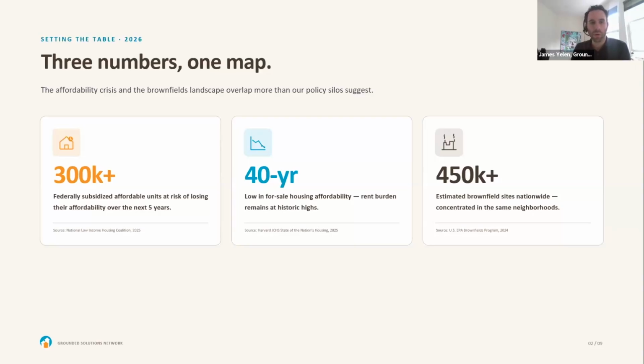The last number, 450,000, I think is one that most folks here will be familiar with. That's the number of brownfield sites the EPA estimates nationwide. About 63% of US counties are home to these sites. We know that they sit disproportionately in the same neighborhoods that are most affected by our affordability crisis. So the point here is that these are three deeply interconnected phenomena. They're happening at the same time and happening on the same maps, but we just continue to keep treating them as separate problems, and that's something we need to change. And that's what we're going to be hearing about from folks on this call.